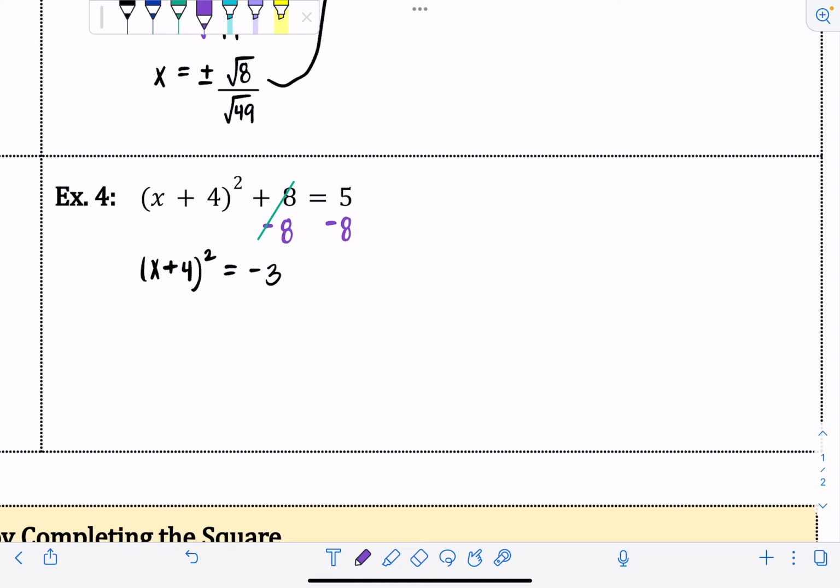And then from there, I'm ready to go ahead and cancel out the power of 2, the squared. So I'm going to square root both sides. And then the radical cancels out the power, so I'm left with x plus 4 equals the square root of negative 3. And the square root of negative 3 is not a real number, so we can actually stop here and say no real solution.